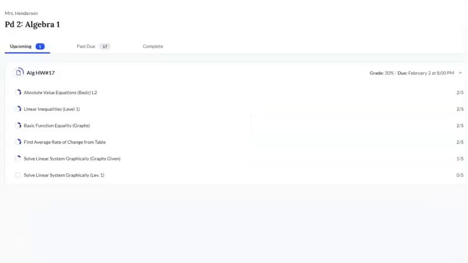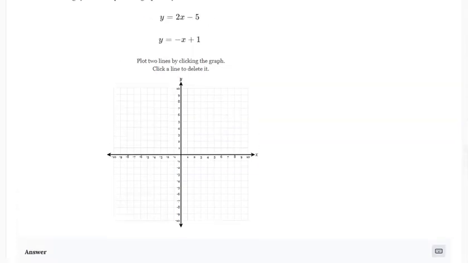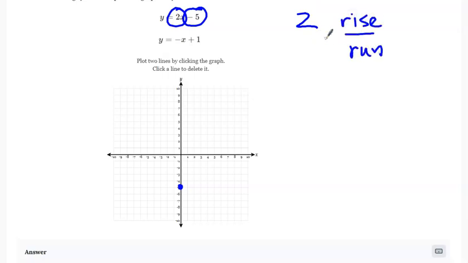Let's take a look at the last topic here, solving linear systems graphically without the graphs provided for you. In order to graph a linear function, you're going to first start by plotting the y-intercept, and then you're going to use this slope value to find the next point along the line. Remember, the slope value is the change in y over the change in x, or the rise over run. If it's not a fraction, simply put a 1 in the denominator. So we're going to rise 2 units and run 1. Rise 2, run 1. And all of these points would lie along the same line.